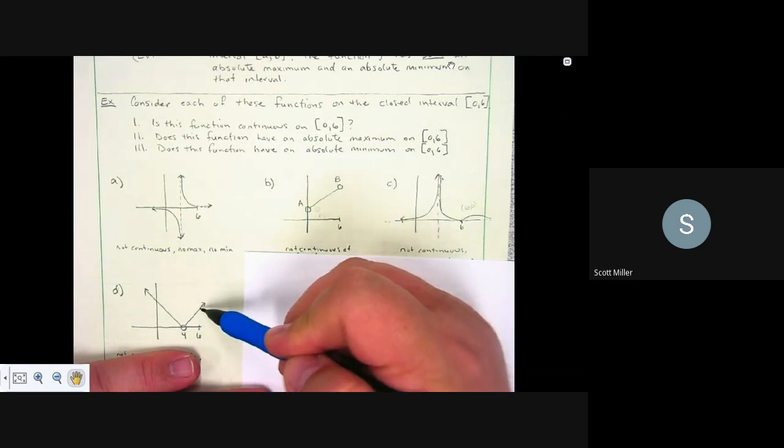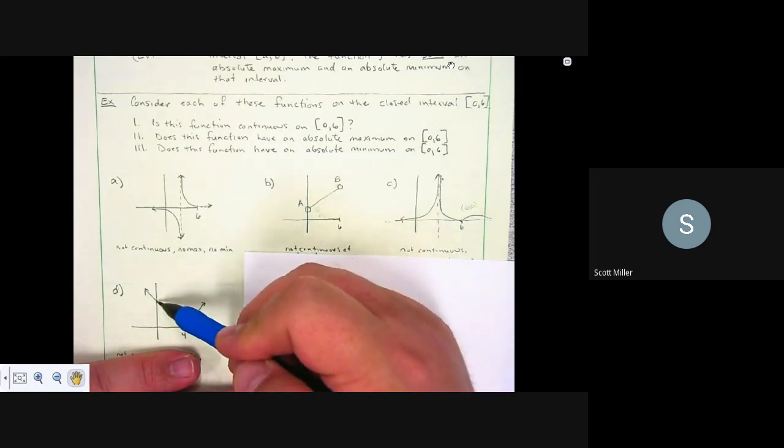Again, going from 0 to 6 over here. Forget that the arrows are going up in that fashion. Am I continuous between 0 and 6? No, I have a discontinuity right here at 4. But do I have an absolute maximum between 0 and 6? No, right there and right there are endpoints.